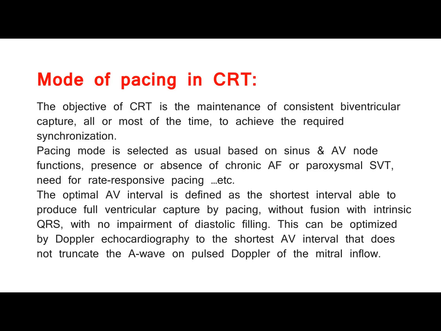The optimal AV interval is defined as the shortest interval able to produce full ventricular capture by pacing, without fusion with intrinsic QRS, with no impairment of diastolic filling. This can be optimized by Doppler echocardiography to the shortest AV interval that does not truncate the A wave on pulsed Doppler of the mitral inflow.